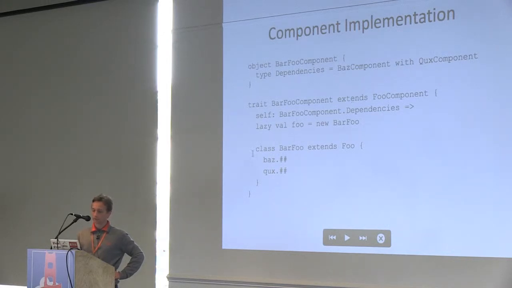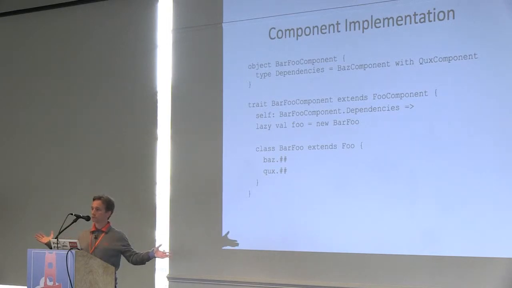And then I've defined the actual implementation of foo with bar foo, and just to show that these dependencies can be used, I'm just calling the hash function on the two dependencies there. It's also important in this particular case, where we're just having a single instance, that we have it lazy here. The reason for the laziness is that the way you use these components is you have to mix them in to make up some super object.